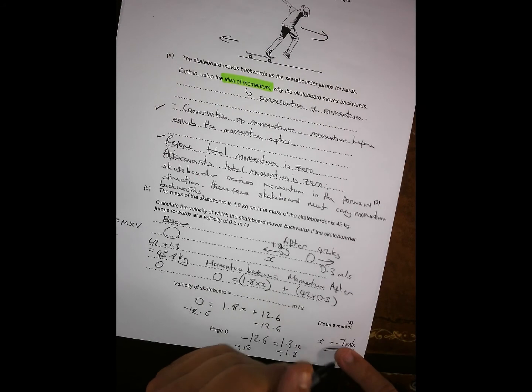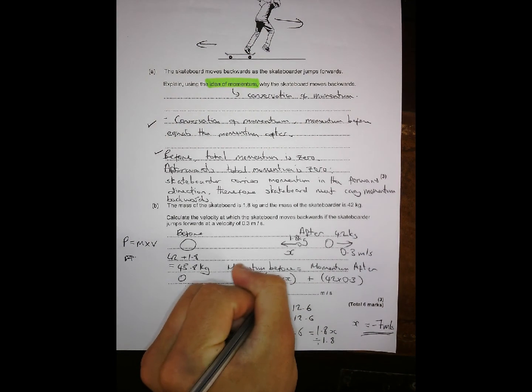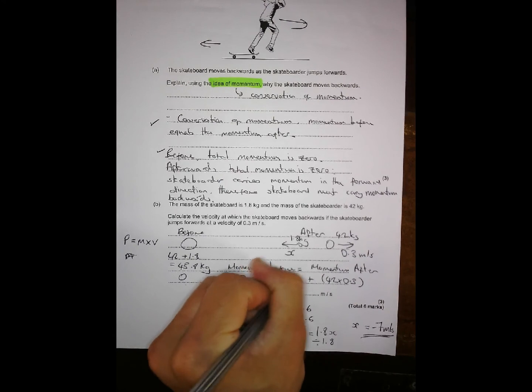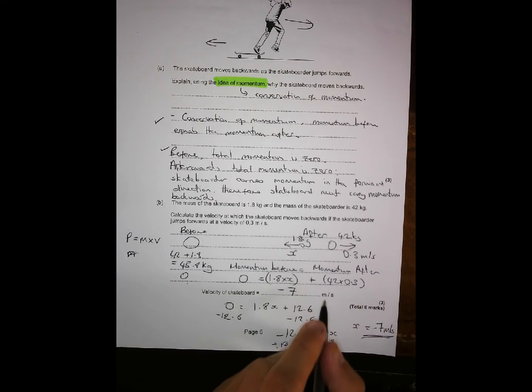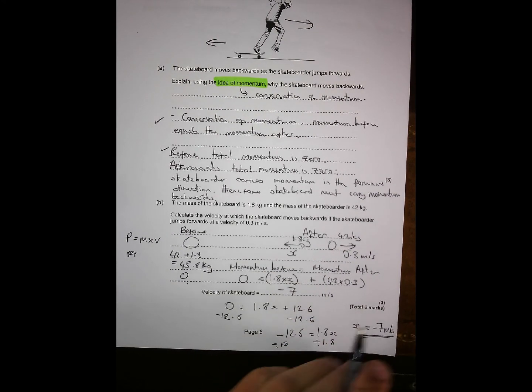Why is it a minus sign? Does that mean we have to worry about having the wrong answer? Not in this case. It just tells us about the direction. The minus is telling us that the skateboard is moving backwards. So in this case, velocity of the skateboard, minus 7 meters per second, units already there for you, and you'll get your 3 marks.